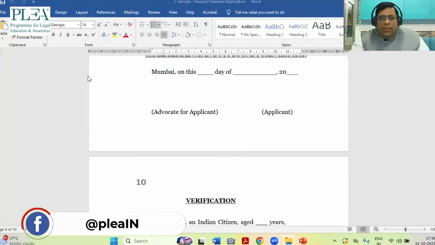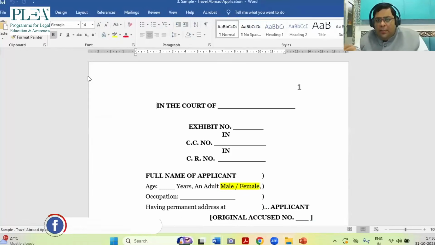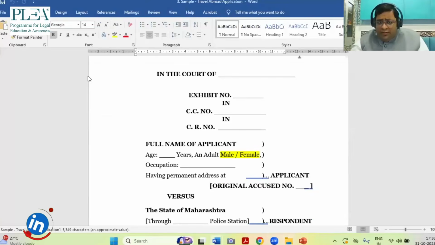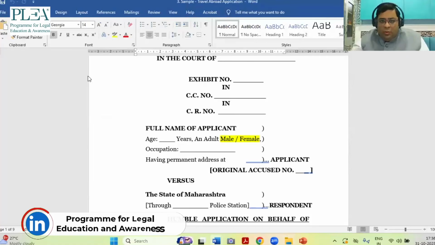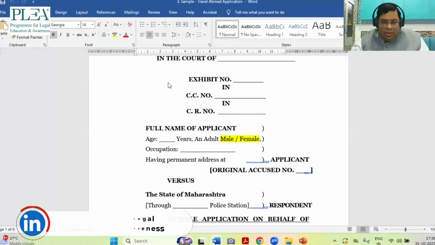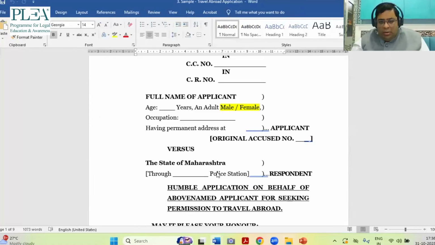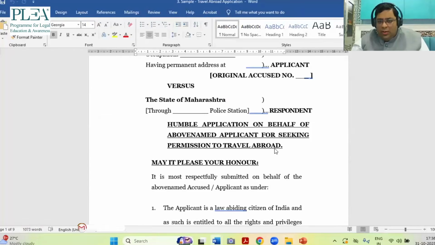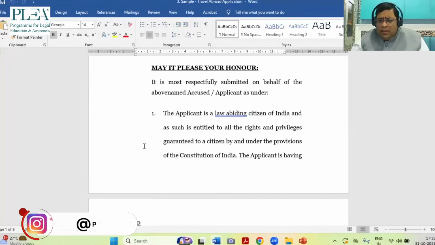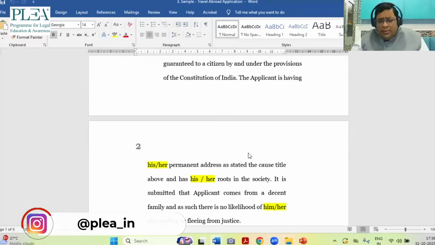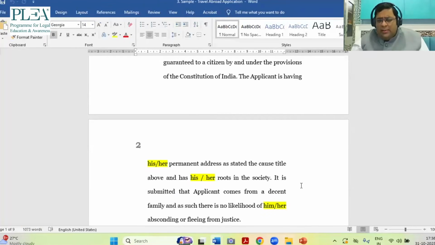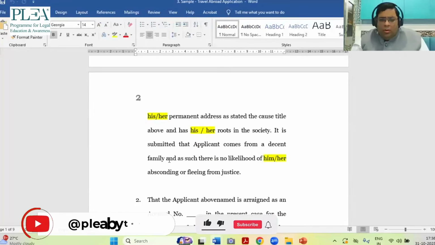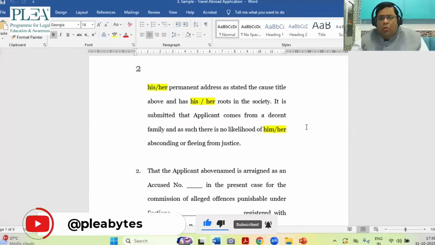Now, I'll be showing one draft of the travel abroad application, which is generally filed before the court. I'm assuming this one is a direct interim application exhibit number. If required, you may have to name it as a separate miscellaneous application, depending on court to court. The title: cause title, application for seeking permission to travel abroad. The applicant is a law-abiding citizen entitled to rights, having permanent address in the cause title and has his roots, belonging to a decent family, and no likelihood of him absconding.